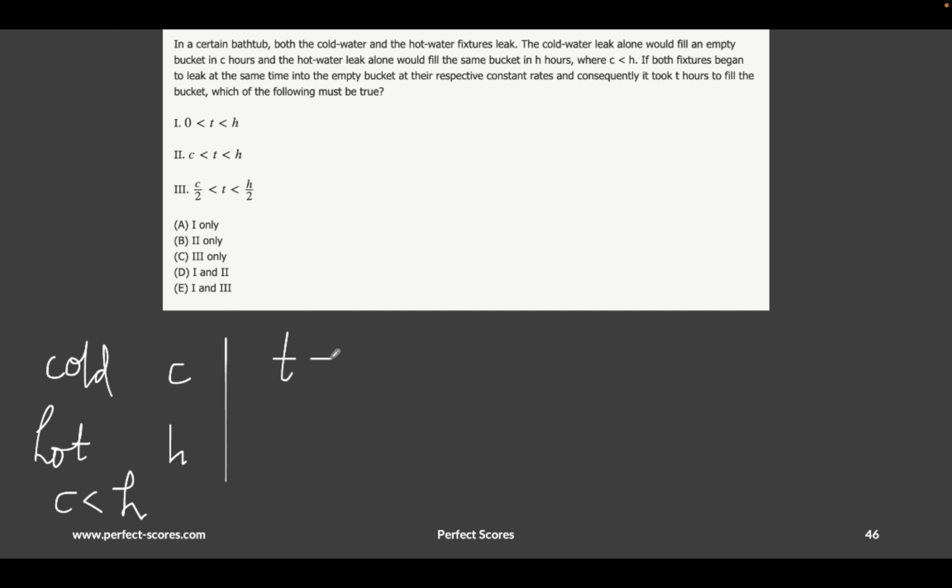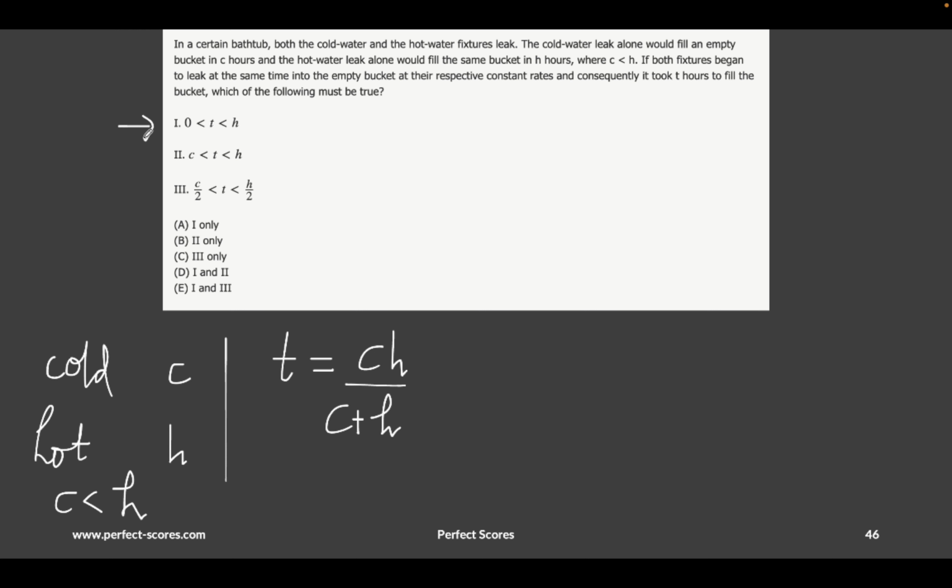Now, if you've seen the time and rate videos, you would know that from here you can easily say that T is equal to CH over C plus H. So if something takes C hrs, the other thing takes H hrs, together they take this many hrs. Now the question says, which of the following must be true? Let's see the first one here.